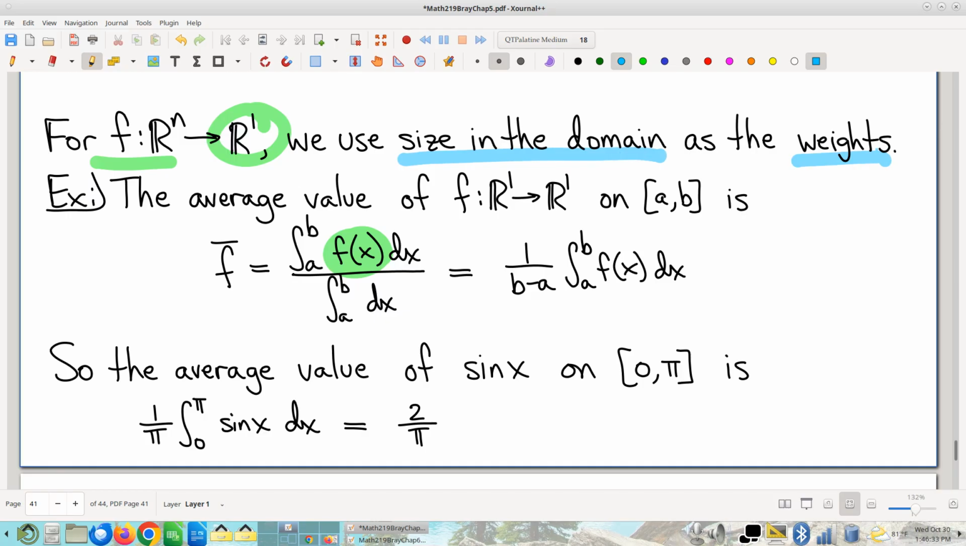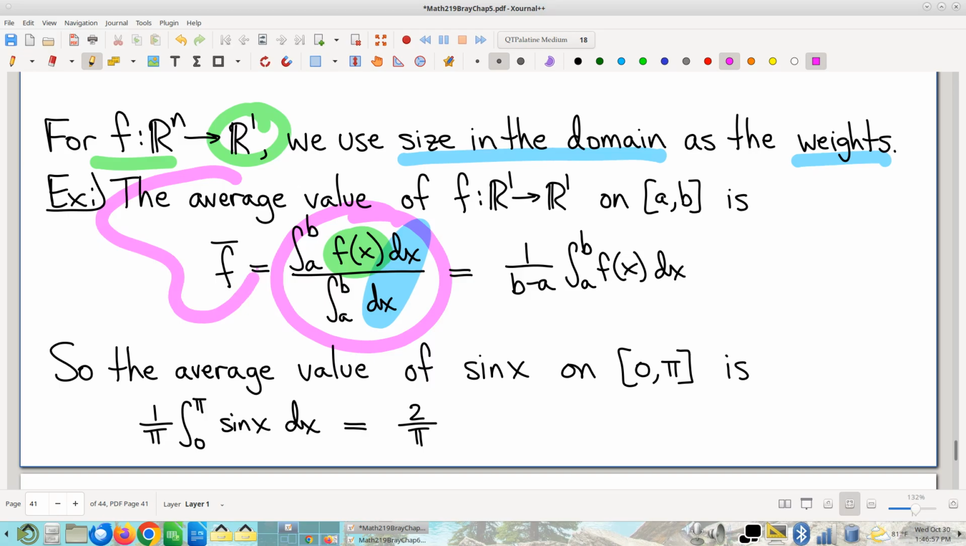So dx, if you break up the entire interval from a to b into a bunch of little pieces, each one of those pieces has a certain amount of size in the domain, which we're going to think of as dx. So what we have here is a weighted average, and this is what we call the average value of a function.